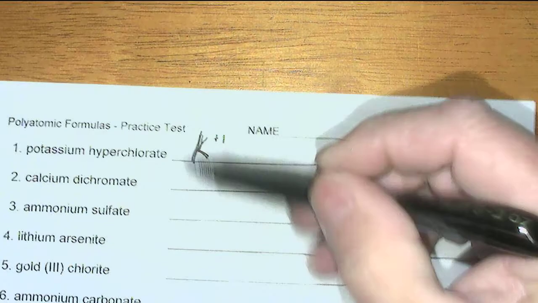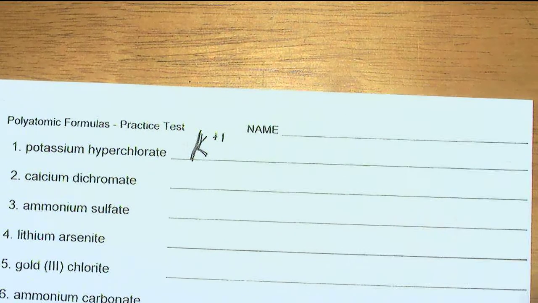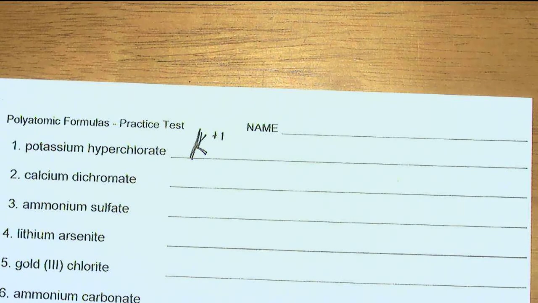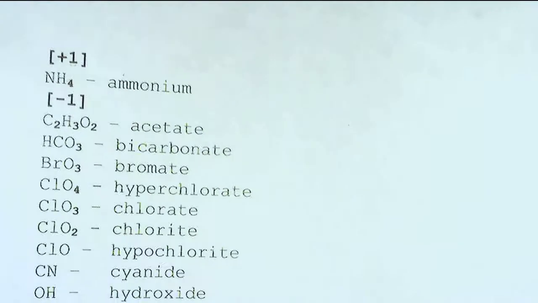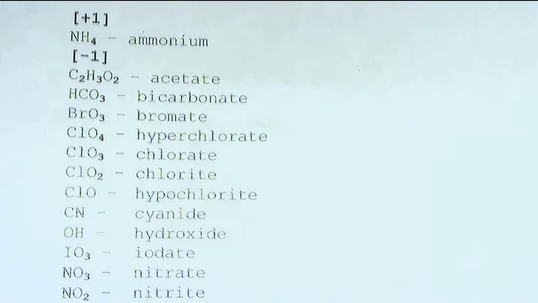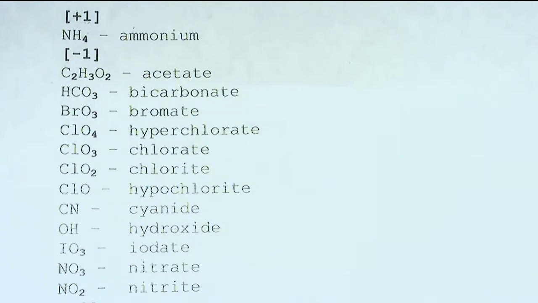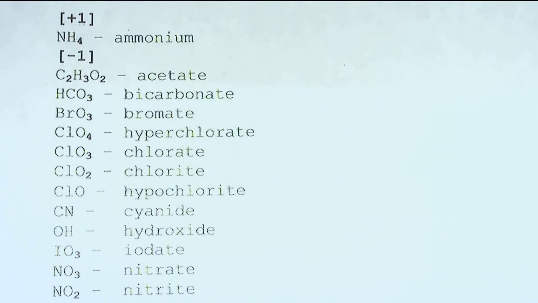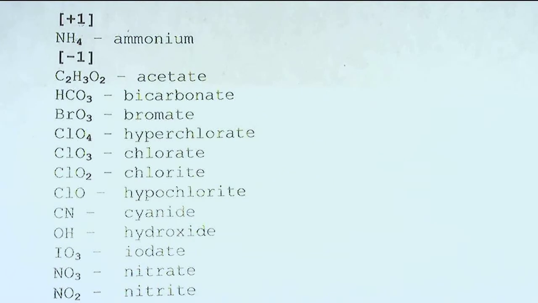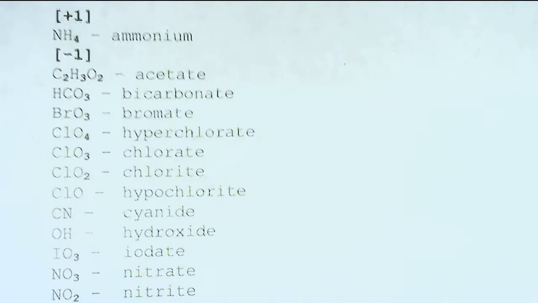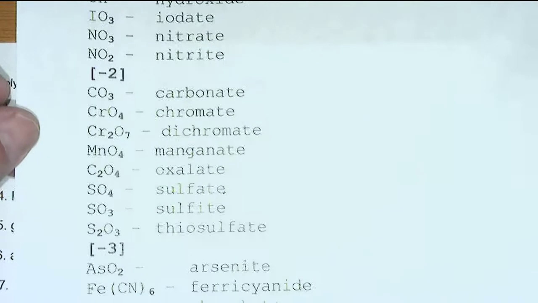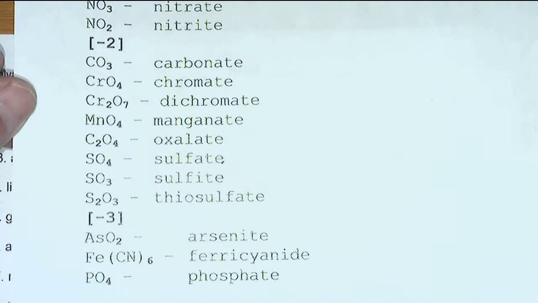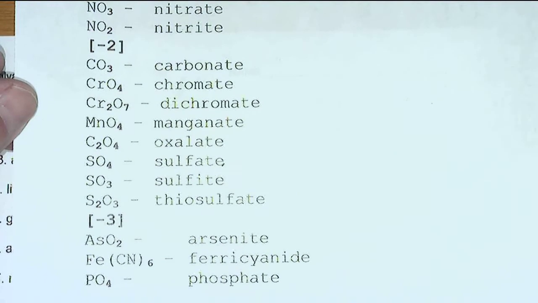Okay, that second ion is perchlorate. That's a polyatomic ion. You want to find that on your polyatomic ion table. If you don't have one handy, you could screenshot this one, whatever you'd like to do. I'll let it sit there for a second. There's the +1s and the -1s. And then here are the -2s and the -3s, the ones that we actually are going to be using.